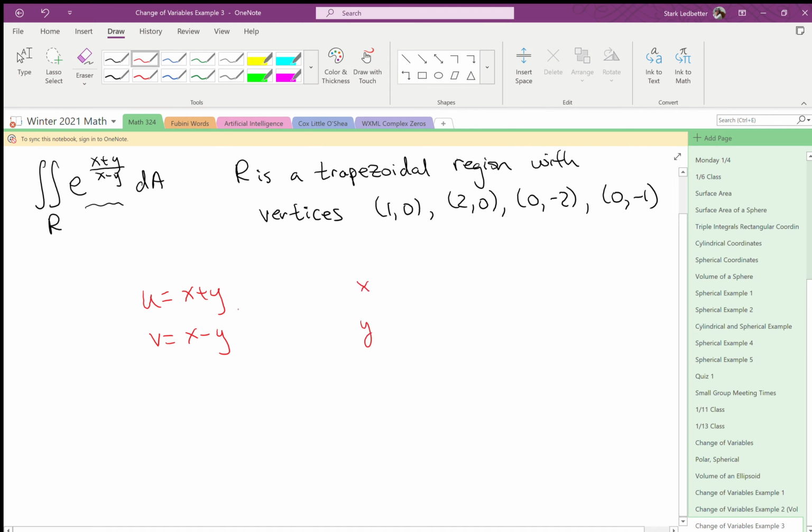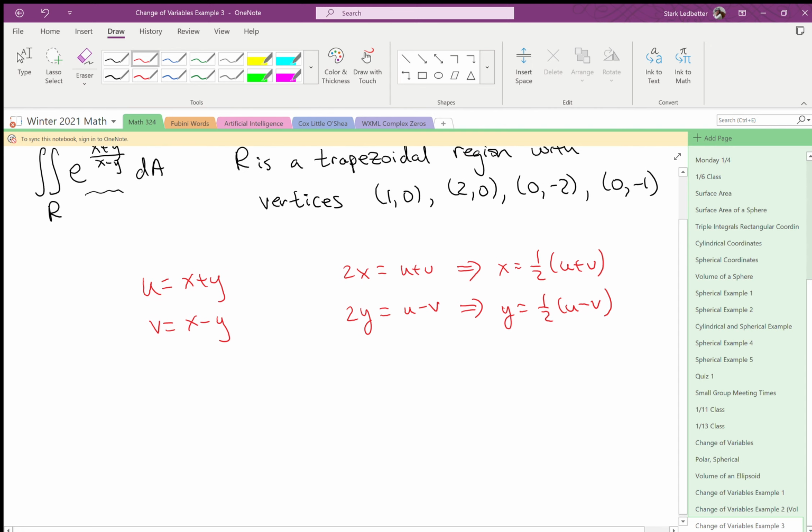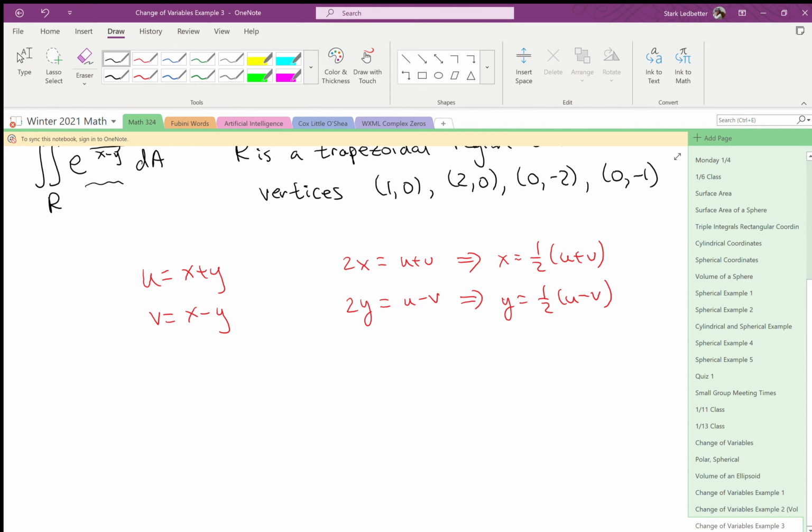Now I need functions of x and y in terms of u and v, right? So if I add the two equations, I get 2x equals u plus v. So that means x equals 1/2 times (u plus v). And then if I subtract the two equations, I get 2y equals u minus v. So y is 1/2 times (u minus v). Okay, that's my change of variables. I can calculate the determinant of the Jacobian. The Jacobian is going to be nice.